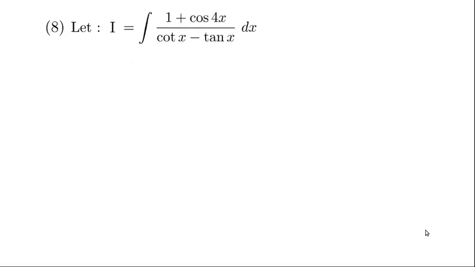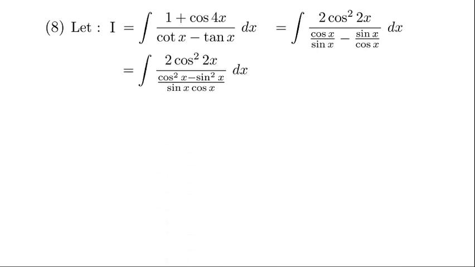Here it is 1 upon 1 plus cos 4x upon cot x minus tan x. So we simplify both numerator and denominator. We write 1 plus cos theta as 2 cos square theta by 2, so it becomes 2 cos square 2x, and in the denominator we express in terms of sin and cos, and on simplification the denominator works out to be cos square x minus sin square x upon sin x cos x, and this is 2 cos square 2x.